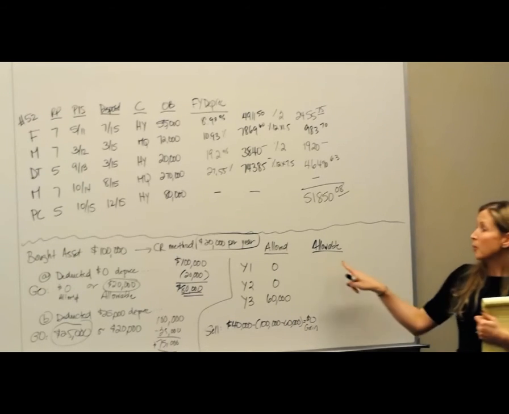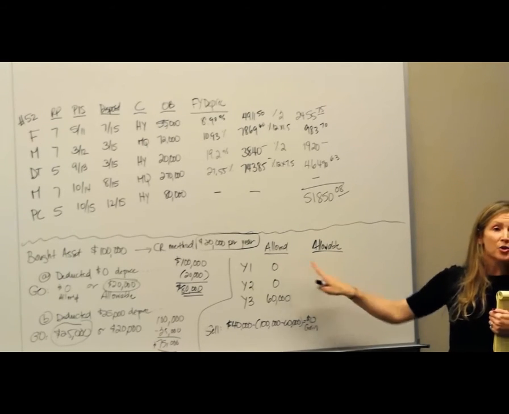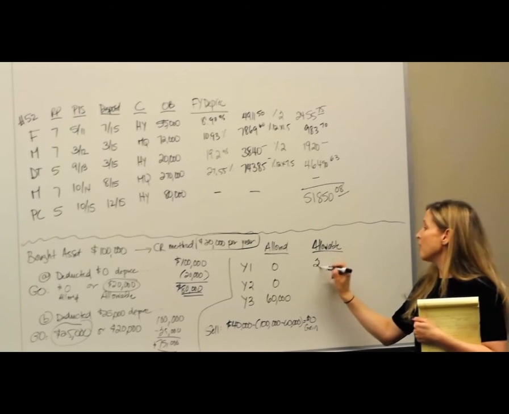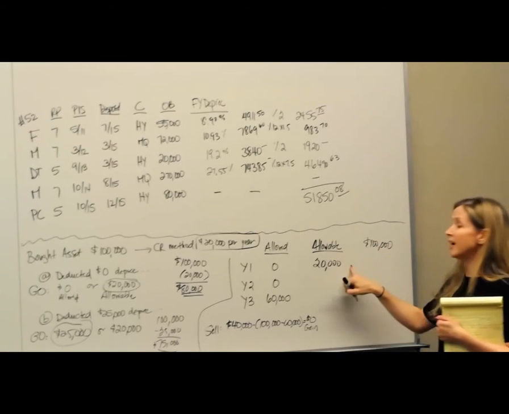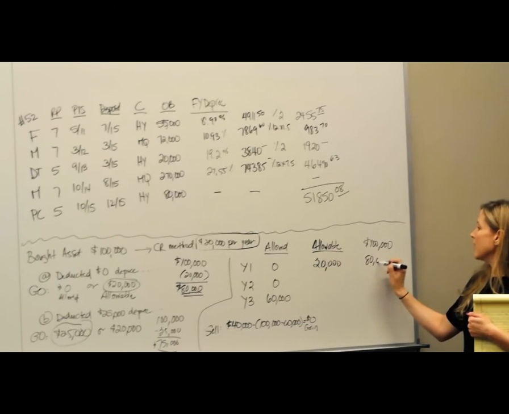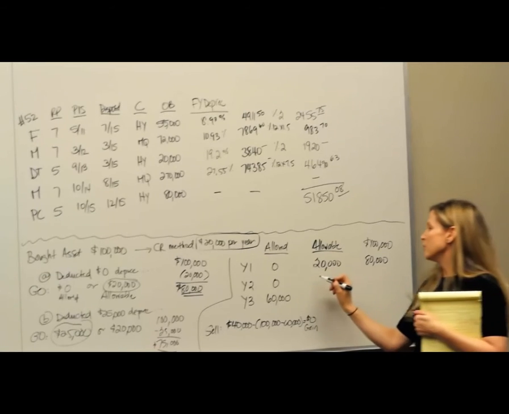Okay? But what would have happened here, guys, is, I didn't actually deduct anything, but under the allowed versus allowable rule in the eyes of the IRS, my allowable was still $20,000. So I might have started off with an asset worth $100,000, but in the eyes of the IRS, after year 1, my asset would have only been worth $80,000, right? Same thing in year number 2.